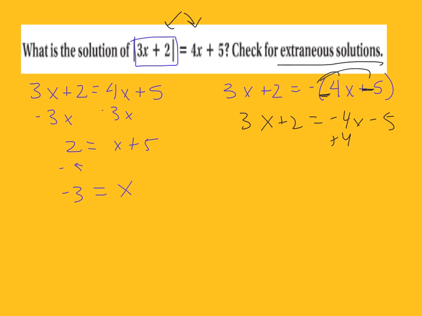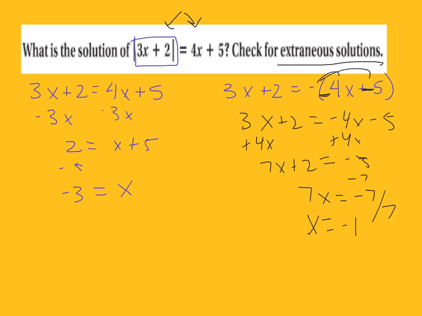I'm going to add 4x to both sides. I get 7x plus 2 is equal to -5, minus 2, and you would get -7. So x would be equal to -1. Now this is the part: since you have x's on both sides of the equation, you want to check your work.